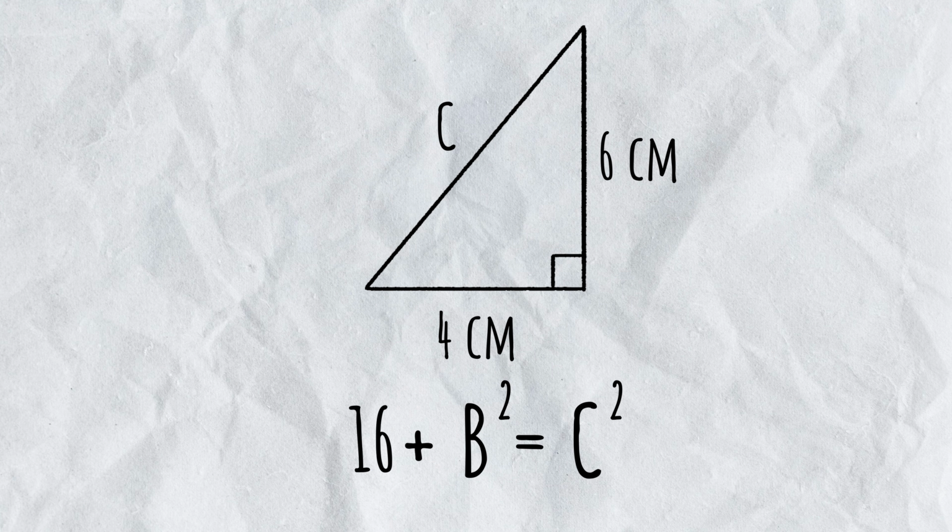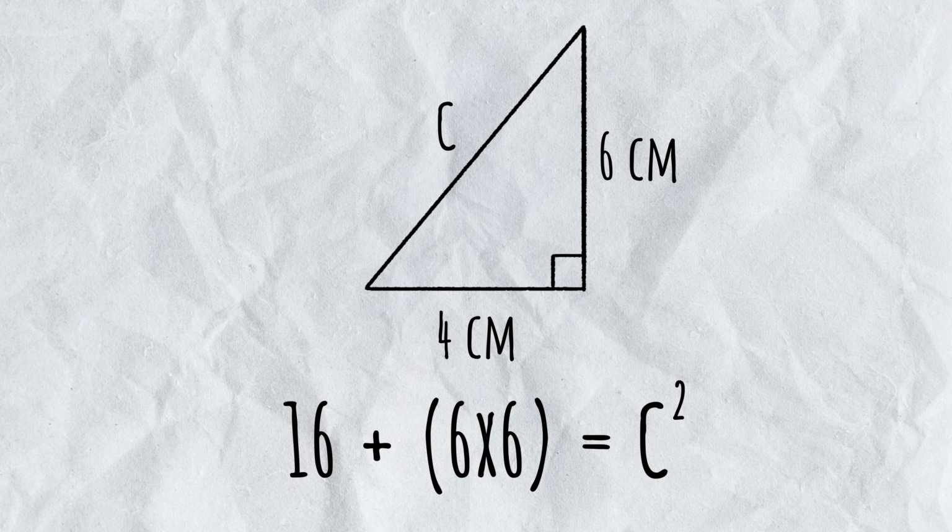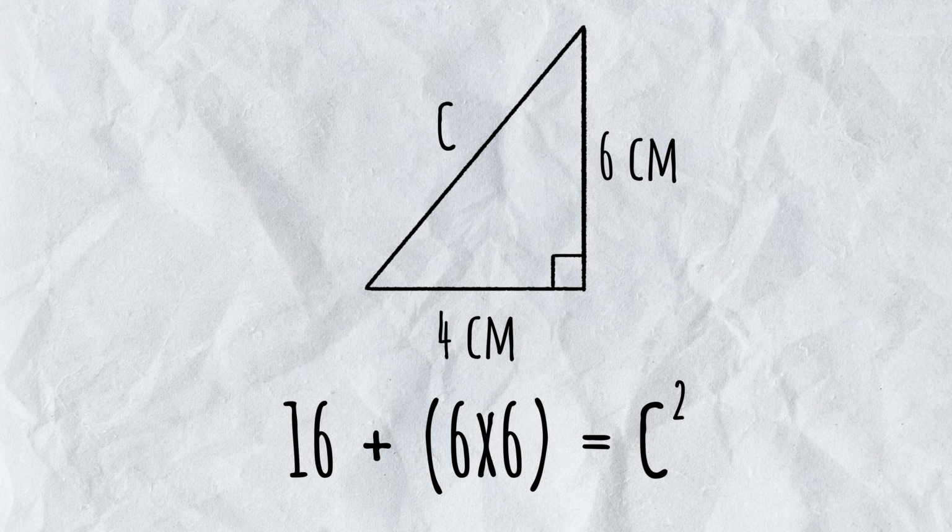For the next bit, I'm going to focus on the b squared side of the triangle. Now you've probably guessed it already, but all we really need to do is the same as what we did with the a side. So we just do 6 times 6 because we're finding the square of 6, and if you do 6 times 6, you will get 36.